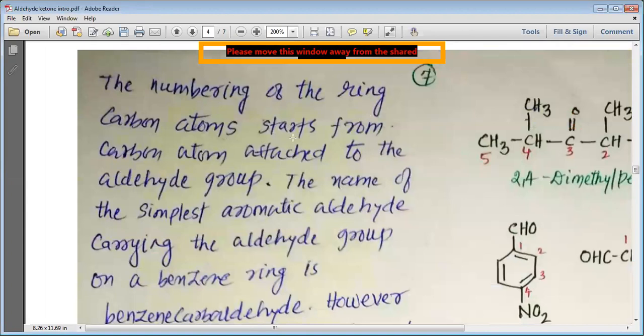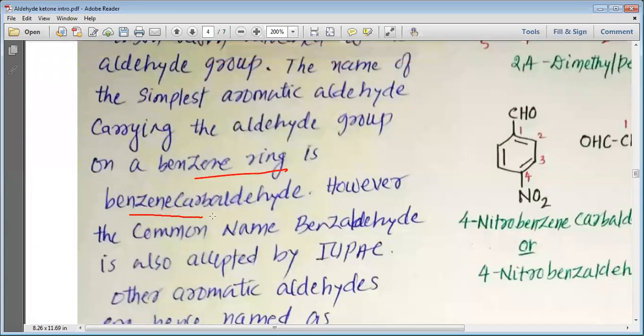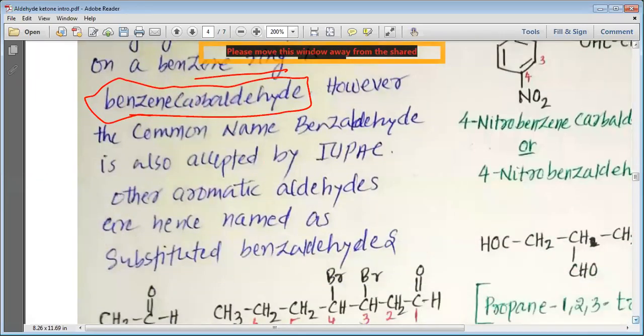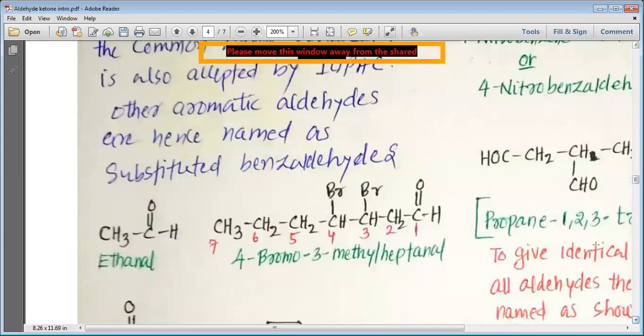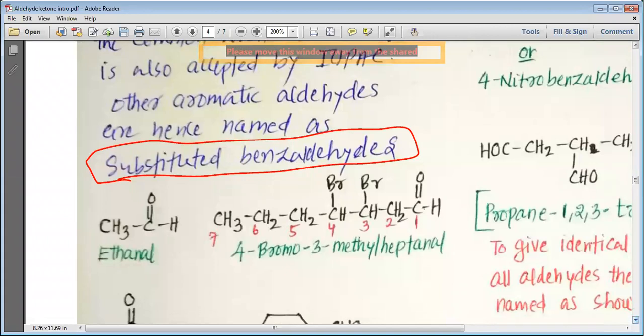The numbering of ring carbon atoms starts from the carbon atom attached to the aldehyde group. A functional group carbon should be given priority. The simplest aromatic aldehyde, with the aldehyde group attached to the benzene ring, is benzaldehyde. This name is accepted by the IUPAC system, and even in the IUPAC system, it is called benzaldehyde. Other aromatic aldehydes are named according to the substituents on benzaldehyde. So please remember that other substituted benzaldehydes are named as derivatives of benzaldehyde.